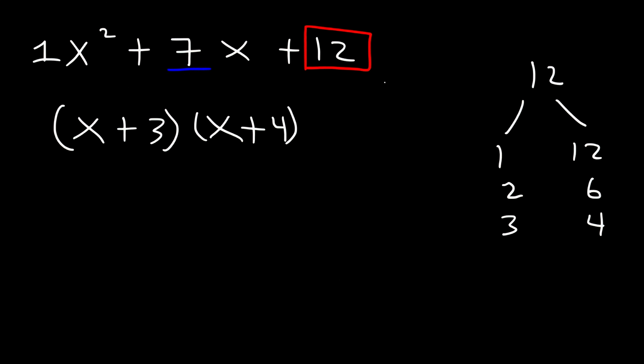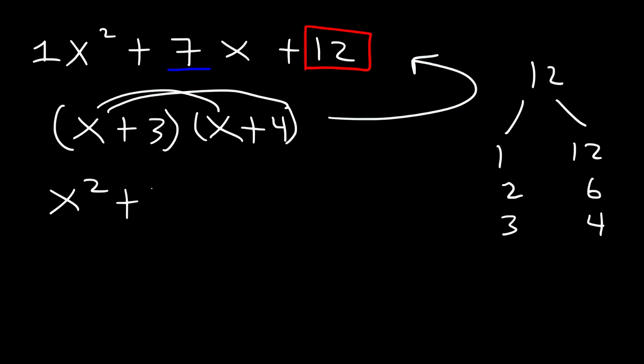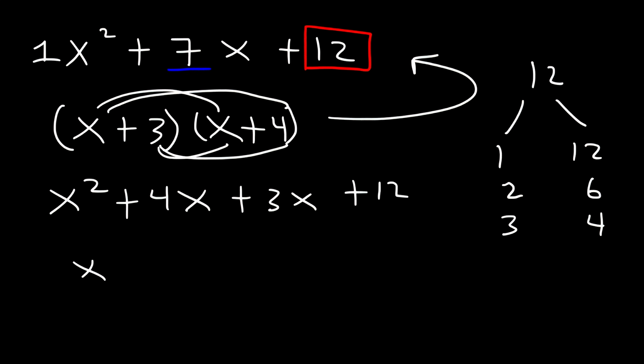If you FOIL this expression, you will get the original expression. X times x is x squared. X times 4 is 4x. 3 times x is 3x. 3 times 4 is 12. And 4x plus 3x is 7x. So FOILing is just the reverse of factoring.